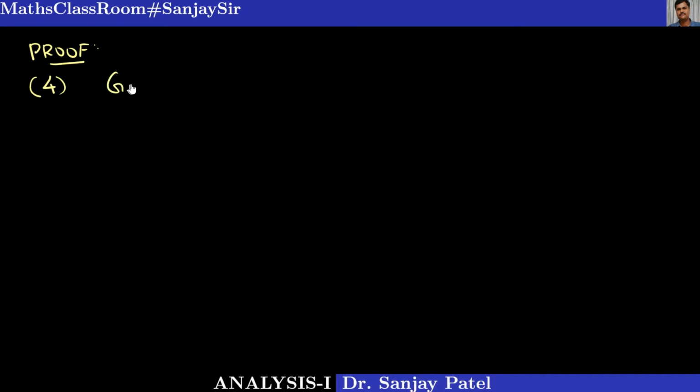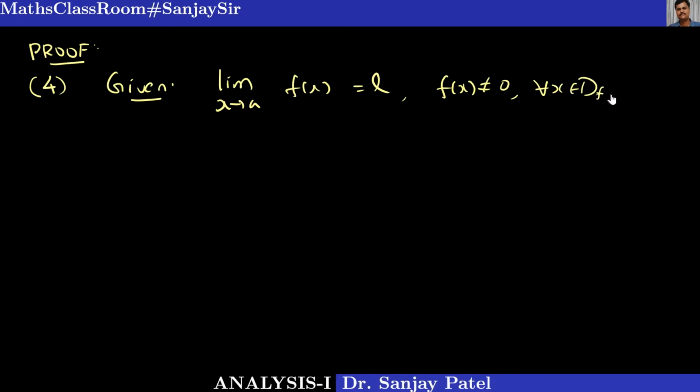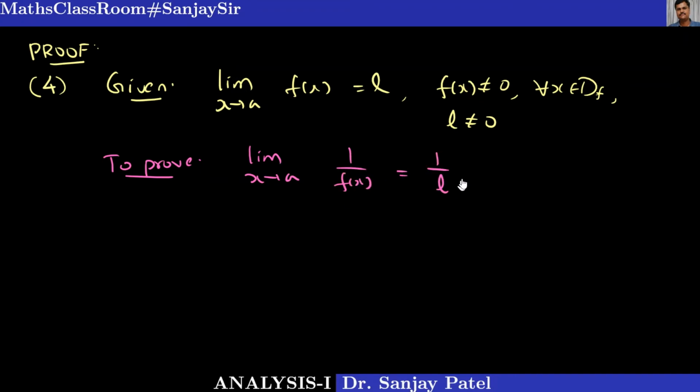We are given these things. Let me write again. Limit x tends to a, f(x) is equal to L. That is the first thing. The function is not zero everywhere in its domain, for all x belongs to domain of the function f, whatever the domain is. And also L is a non-zero real number. What is to prove? We want to prove limit x tends to a 1 upon f(x) is equal to 1 upon L.